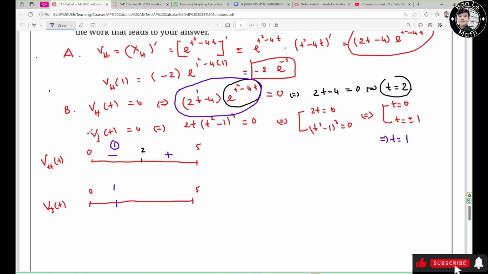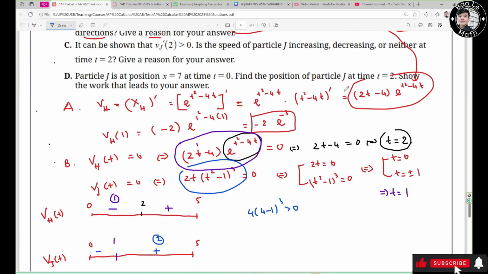Now I need to check the sign of this guy, right? I'm going to pick the number 2 within the interval 1 to 5. I substitute into the function vj of t, which is going to be right here, right? So 2 substituted over here is going to be 4 times 4 minus 1 cubed, which is positive, right? So this interval is positive, and then this one must be negative, right?